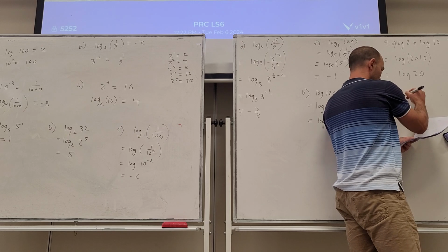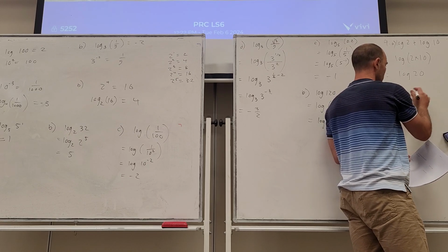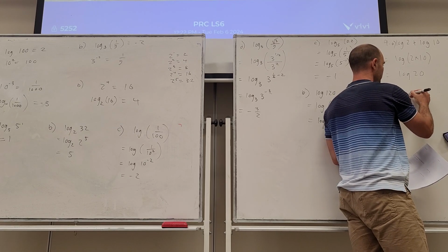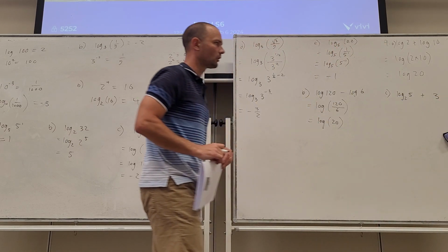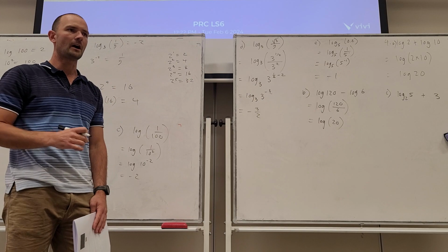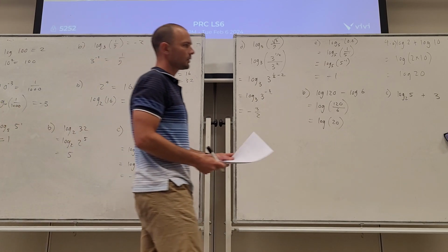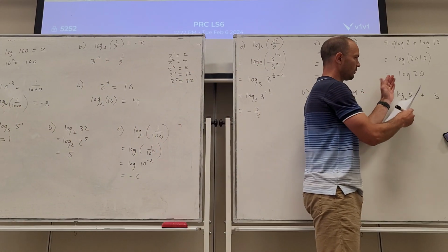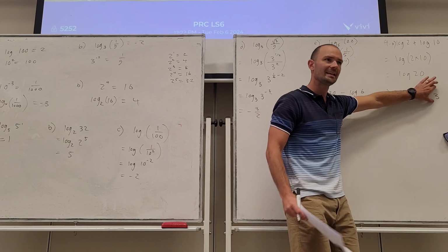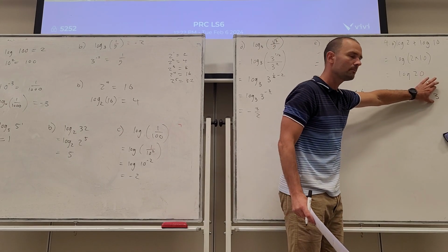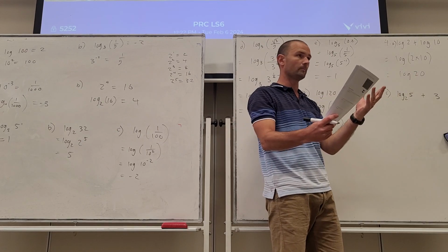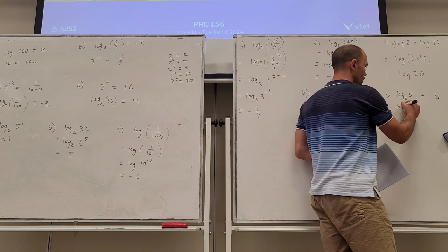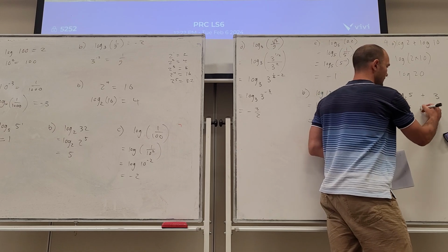Alright, log in base 2 of 5 plus 3. So we can't combine these just yet. We need to manipulate this. We need to express this as a logarithm in base 2 before we can collect them. And so I'm going to show you what it is and then explain why that's the case.